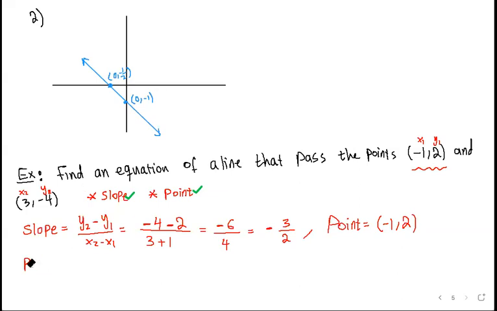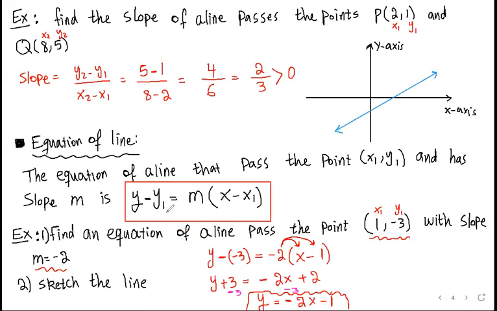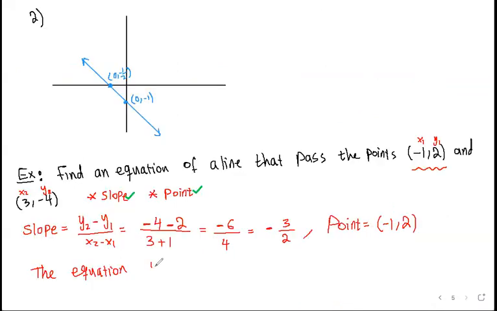Now I have to use the equation formula. I plug everything inside the equation formula. So what is the equation formula? Go back. This is my equation formula. So I'm going to use this formula: y minus y1 equals slope times x minus x1. I have the point, I have the slope. I plug them into this formula.